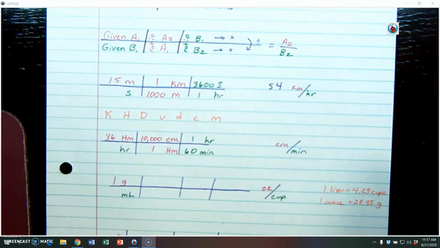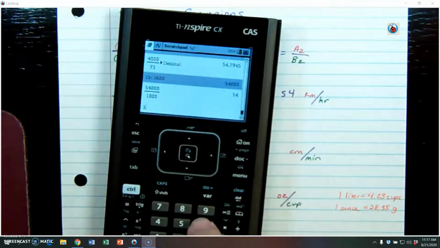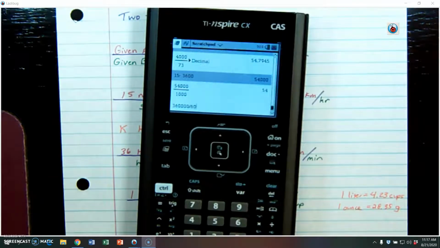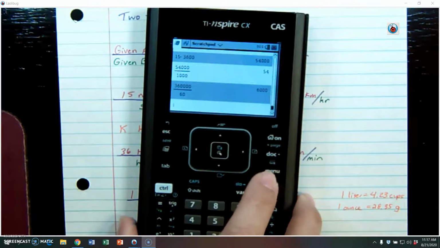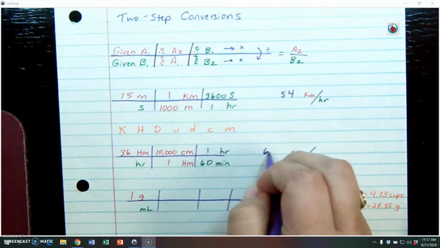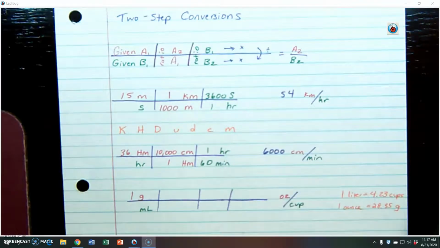Now again, we'll take our 36 times 10,000, which will be 36,000. Oh, sorry, 360,000, because this is 10. And then divide by what's on the bottom, which is 60 minutes. And we get 6,000 centimeters for every minute.